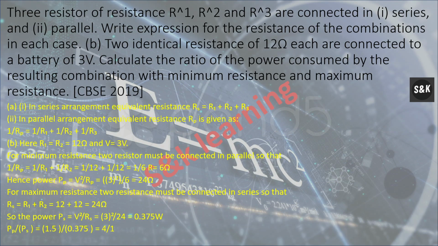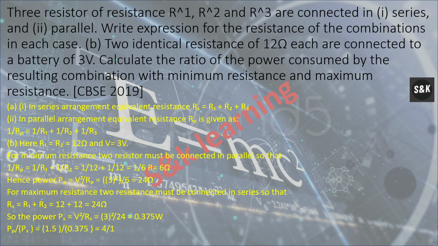Three resistors of resistance R1, R2 and R3 are connected in series and in parallel. Write the expression for the resistance of the combination in each case. In a series arrangement, the equivalent resistance Rs equals R1 plus R2 plus R3. In a parallel arrangement, Rp is given as 1 upon Rp equals 1 upon R1 plus 1 upon R2 plus 1 upon R3.